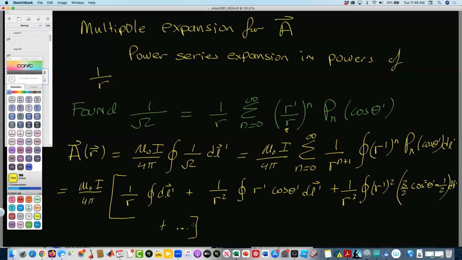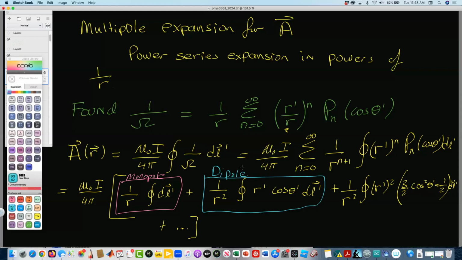All right. But we're pointing these out for a reason, because this first term is the monopole term. The monopole term goes as 1 over r. Then we have the dipole term. Then we have the, whatever this is, quadrupole.